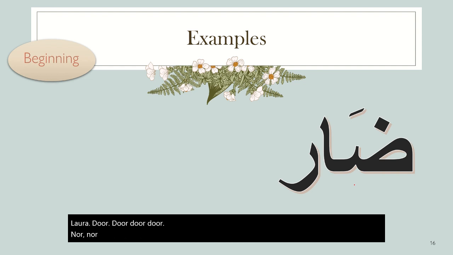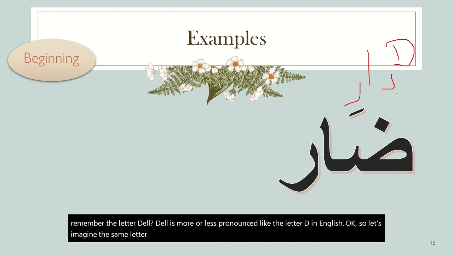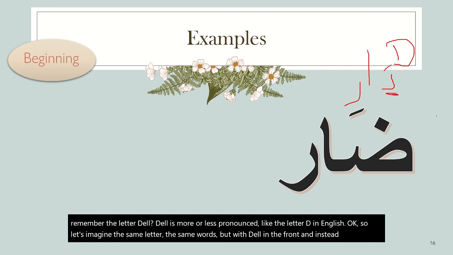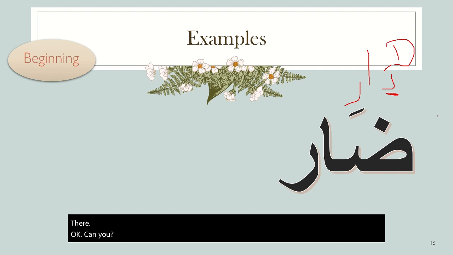Daar means harmful. Okay? For example, let's imagine the same word but with dal. Do you remember the letter dal? Dal is more or less pronounced like the letter D in English. Okay, so let's imagine the same word, but with dal in the front instead of Daad. Okay, so it would be daar, daar, daar. Okay, can you notice the difference? This is Daar and this is daar. Okay.